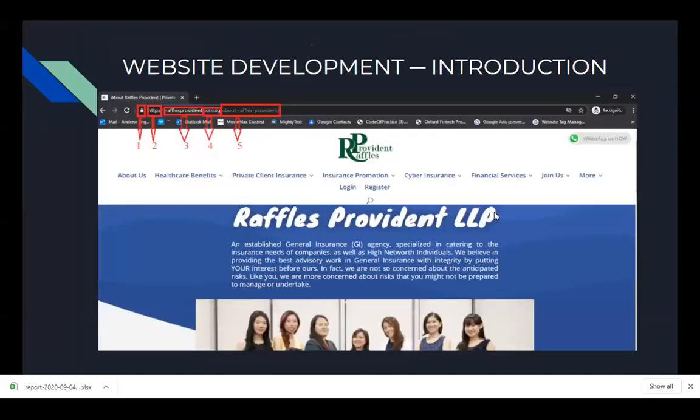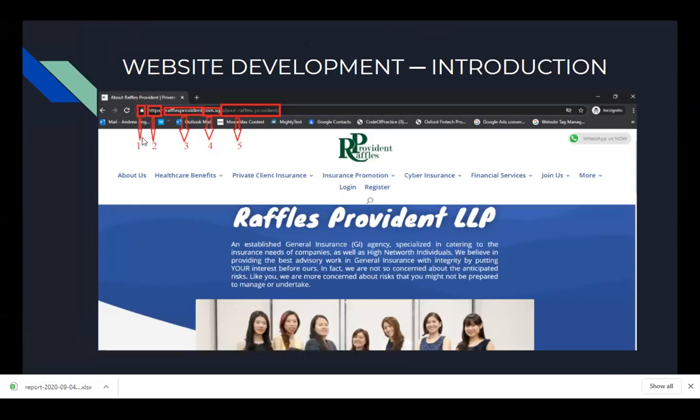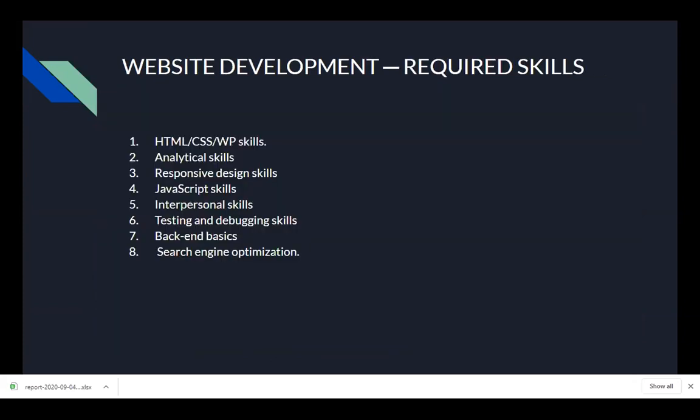Okay, this is my company website. We are a general insurance agency firm. I'm showing you this not because of the photo, but because of the website address. This is HTTPS, then there's an icon, then the company domain name, the .com.sg, and then the next page, or it could be a directory. These are important because you then know what it is about when you're talking about website development. I think this is the most basic thing that you need to know.